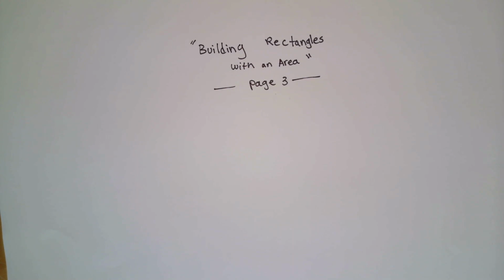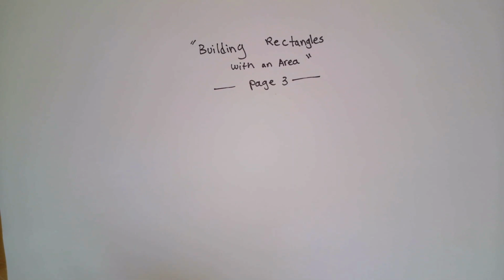We're looking at page 3 of our math homework, and Tyler wants to build a rectangle. He wants to build a rectangle with an area of 20 square units. Okay, so we want to see, can he build a rectangle of 20 square units if he starts with 4 units? So can we get 20 out of 4?